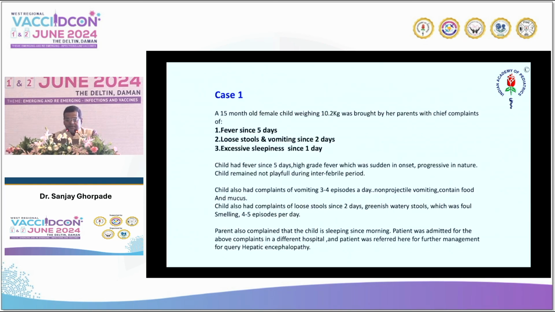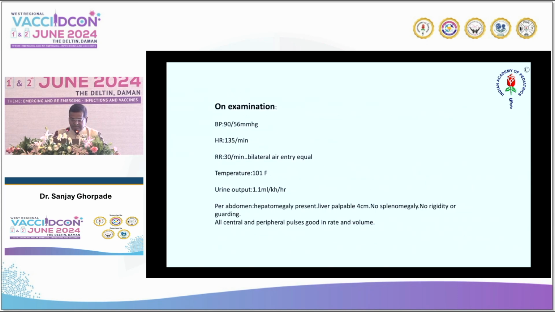So coming to case 1, to Nikhil. This is a 15 months old female child, 10.2 kg weight, brought with a history of fever for 5 days, loose stool and vomiting for 2 days, excessive sleepiness, non-projectile, non-bilious vomiting. The child was sleepy, even in between fevers the child was sleepy. This was a brief history.